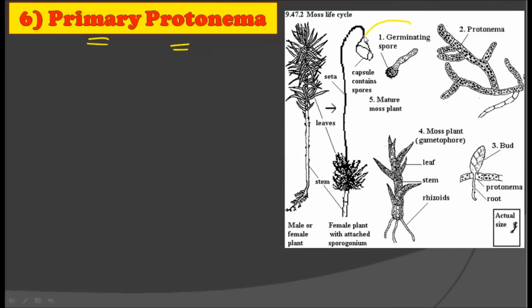Now the next method of vegetative reproduction in bryophytes is by the primary protonema. As you can observe here, when the spores of the bryophytes germinate, the spore gives rise to many branches. You can observe in this picture, there are many branches formed out of this spore. These individual branches of this germinating spore are termed the protonema. Upon separation from the original parental spore structure, these protonema give rise to a new thallus. So protonema again helps in vegetative reproduction.